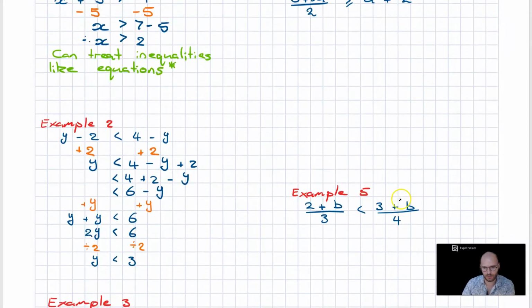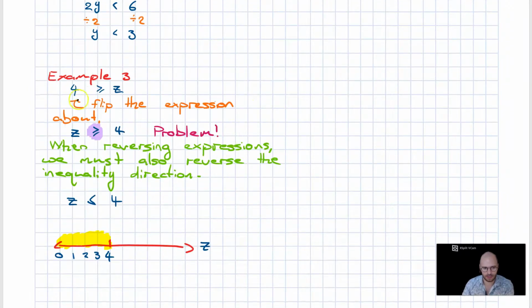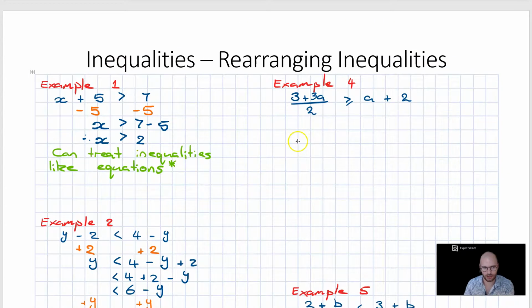Alright, example 4. 3 plus 3a all over 2 is greater than or equal to a plus 2. What we're dealing with here is a mathematical statement of the complexity that we're pretty capable of doing with regular equations. The way in which we rearrange this is we'll simply follow the exact same rules we follow when we're rearranging equations, keeping in mind situations like this. First step is we're going to collapse this fraction by multiplying both sides by 2.